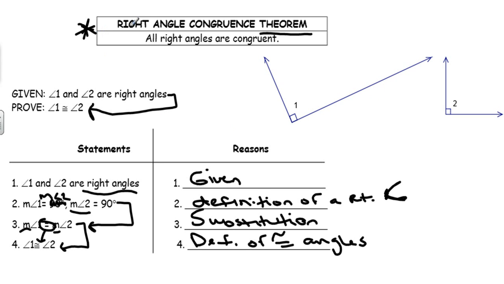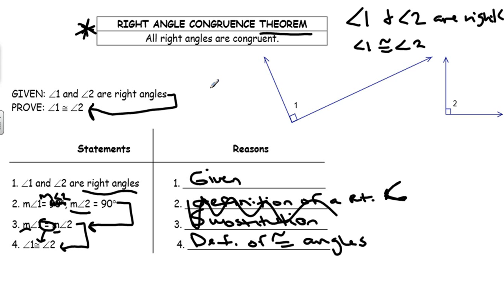So now we have proven this right angle congruence theorem that says all right angles are congruent. So in the future, you're going to see something like this. You're going to see angle 1 and angle 2 are right angles. And then the next line will be that angle 1 is congruent to angle 2. And you won't have all these in between. And the reason for that is what we just proved. You would say that is the right angle congruence theorem.